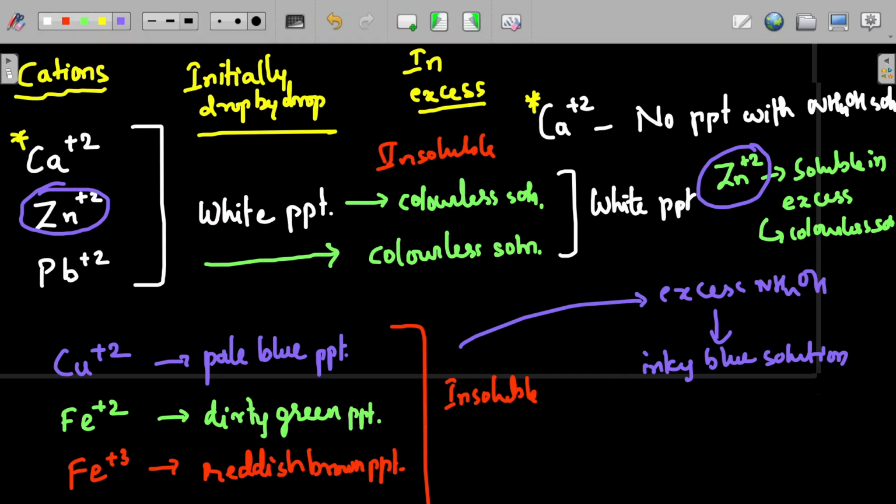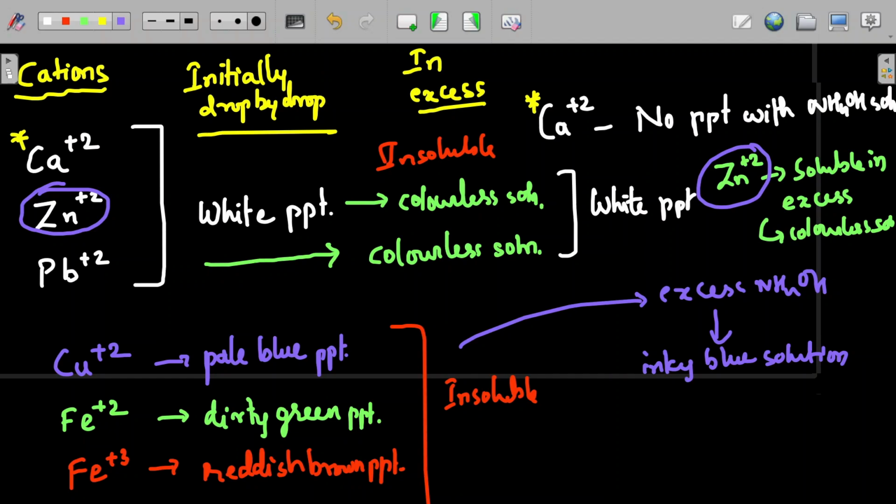Don't get confused. First of all, you should know what a precipitate is and all. Based on that only this concept will build up. Many of you write that copper will give inky blue solution in excess. First you have to write that initially it forms a pale blue PPT which dissolves in excess of NH4OH. Then it gives you inky blue solution. Okay, and only zinc and copper are soluble in excess of ammonium hydroxide.